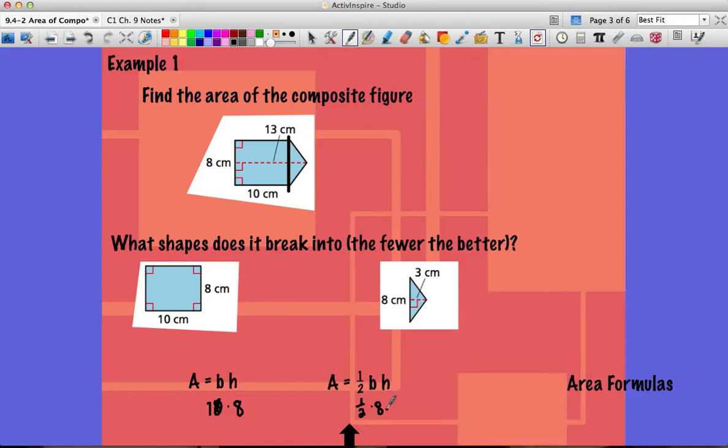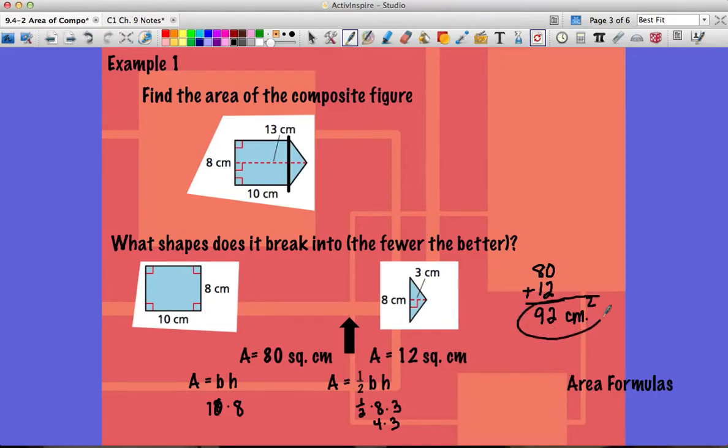So the area formula here would be half times 8 times 3, which would leave us with 4 times 3, which would leave us with areas of 80 square centimeters and 12 square centimeters. In order to find the total area, we take the 80 that we got from the rectangle and the 12 that we got from the triangle, and we add them together, and we get 92 square centimeters.